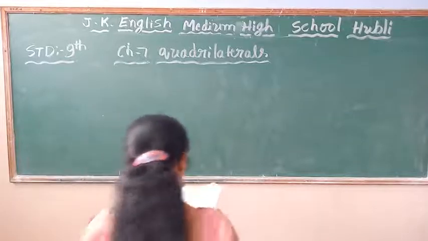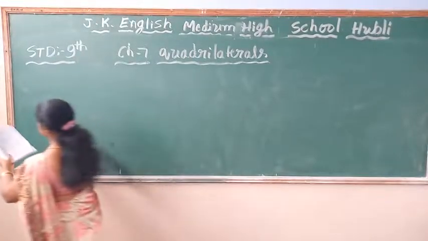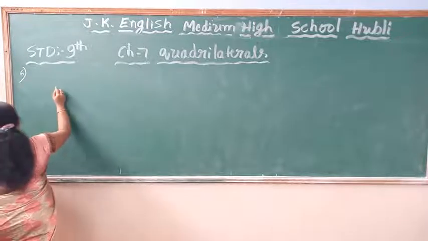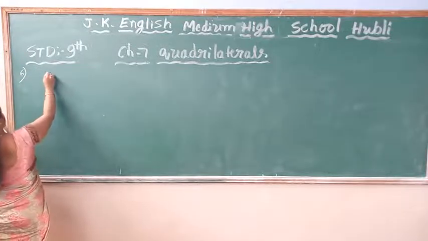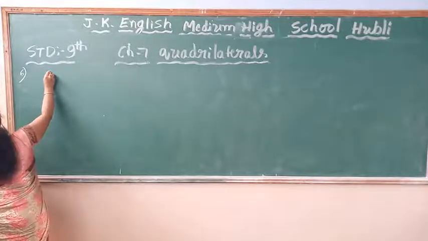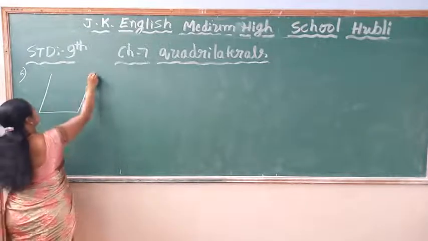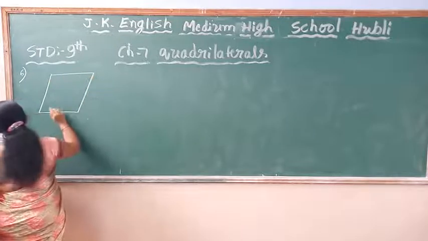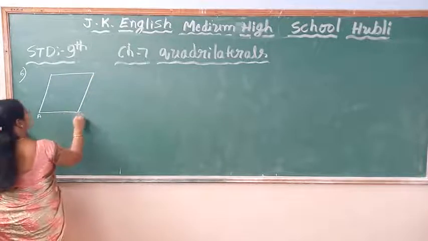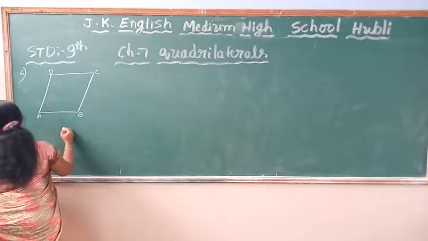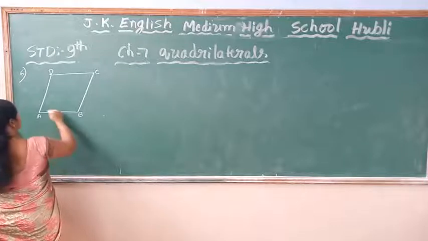The next question, sixth question. Sixth question, they give a diagram. So the diagram is given like this. You know, this is a parallelogram ABCD. ABCD is a parallelogram, with diagonal AC.